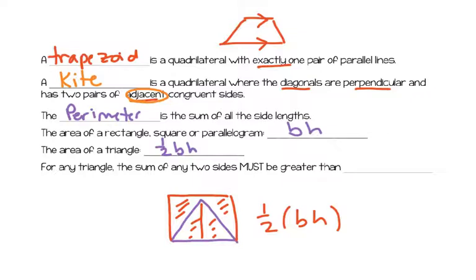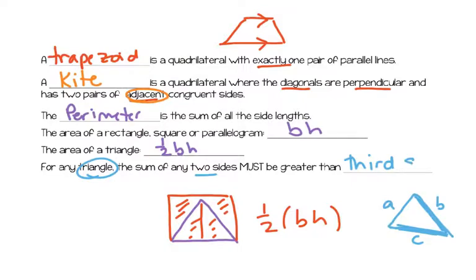Okay, for any triangle, the sum of any 2 sides must be greater than, and we learned this one before, so if I have these 3 sides, remember that if I add A and C, or B and C, it has to be bigger than A. And so anytime you add any 2 sides of a triangle, in order to make a triangle, it has to be bigger than the 3rd side.